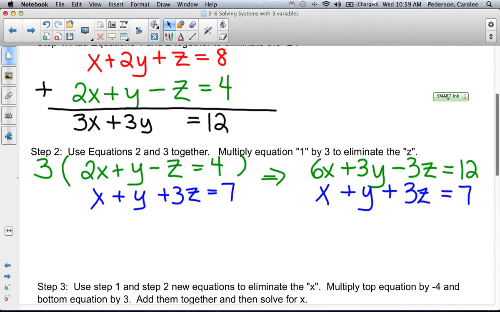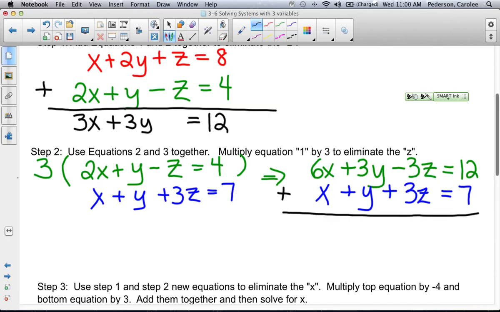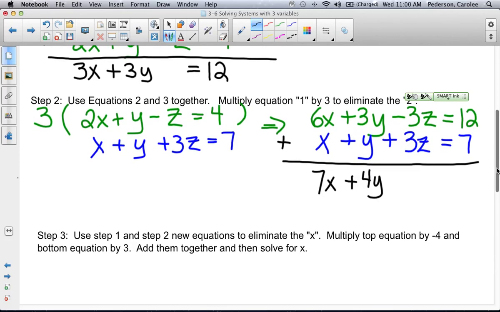Now let's add them together. 6x plus x is 7x. 3y plus y is 4y. The z terms will cancel out because negative 3z plus 3z is 0. And then 12 plus 7 is 19.